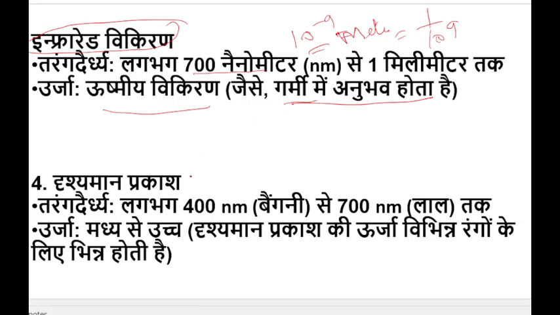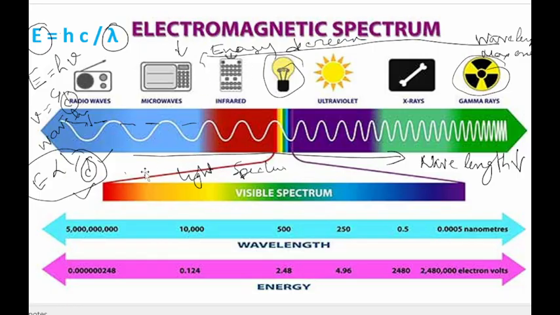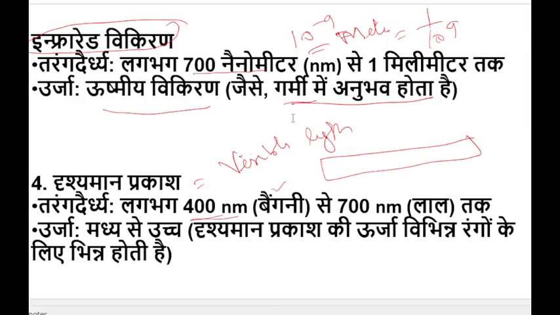Then next is visible light. Its wavelength is 400 nanometer, which is violet color, to 700 nanometer, which is red. Means we have the spectrum as we have seen in this slide. Again, you can see here, this was the light spectrum. Here is red, this is violet. So 400 means the wavelength is least for violet color and maximum for red color.